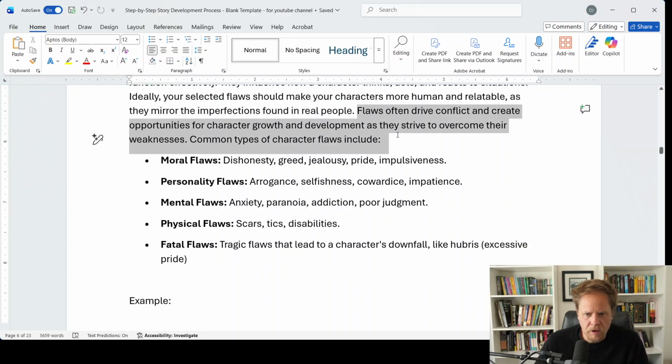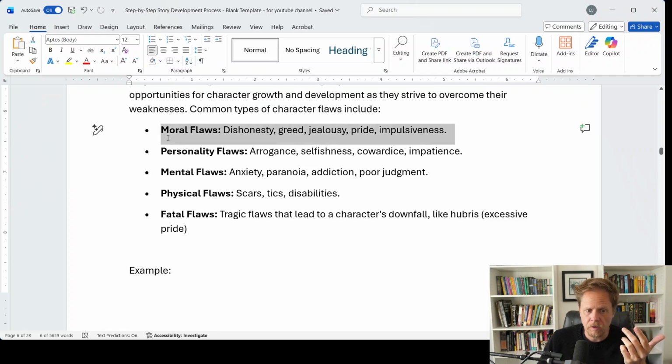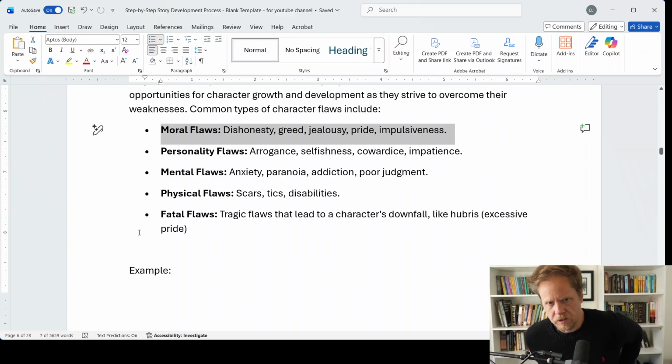Flaws often drive conflict and create opportunities for character growth and development as they strive to overcome their weaknesses. We'll talk more about that in a future video in depth. But for now, we're just going to move on and take a look at some of these common types of character flaws, okay? You can give your character dishonesty or greed or moral flaws, jealousy, pride, impulsiveness, right?